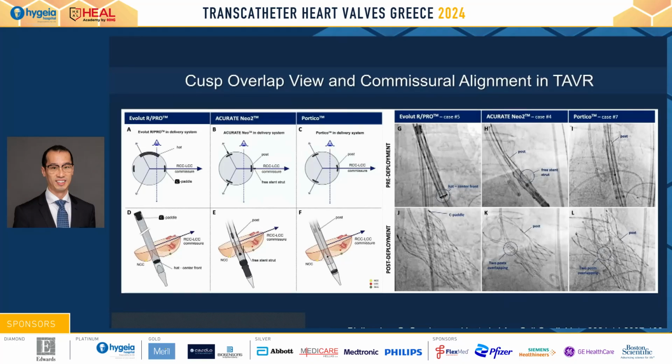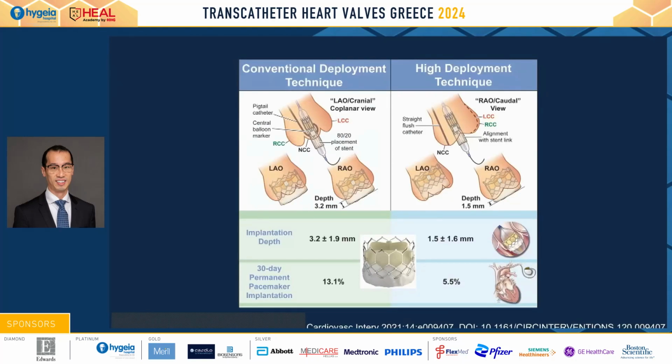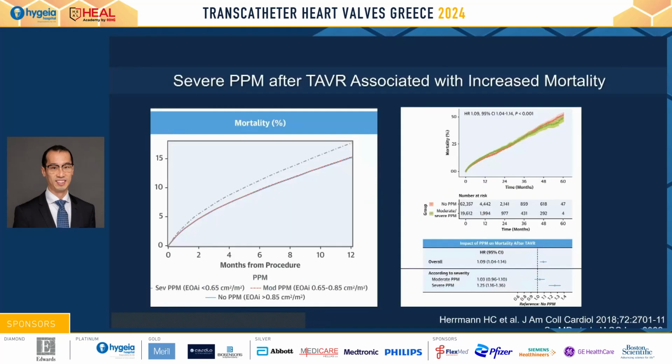The other advantage of using this view is that you can aim to achieve commissural alignment in a variety of self-expanding devices, including Evolut and Accurate Neo. In fact, balloon expandable valves are also being deployed now in the aerial caudal projection or cusp overlap view in certain centers, including this paper from Cleveland Clinic showing a reduction in pacemaker rate. And so this is very important to consider now in the current TAVR era.